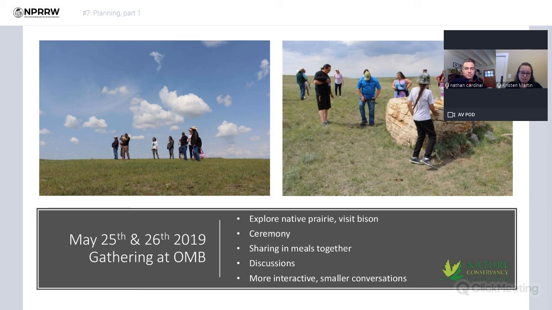And this was great. We had lots of opportunities to explore the native prairie. We got to go out and see the bison herd. We got to experience ceremony together. So we had a sweat lodge ceremony that everybody was invited to participate in. And we shared in meals together, and there were lots of discussions, both in a formal setting where we were all sitting around the table talking, but also more smaller discussions just between a couple people walking out on the prairie. And I think those types of conversations are really important in terms of building those relationships as well.